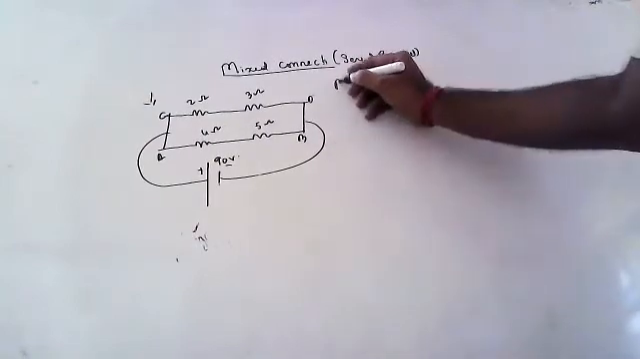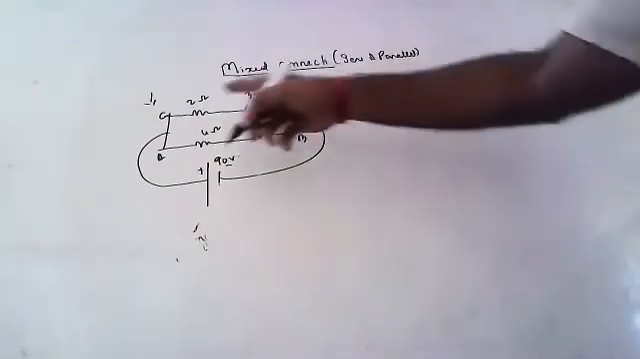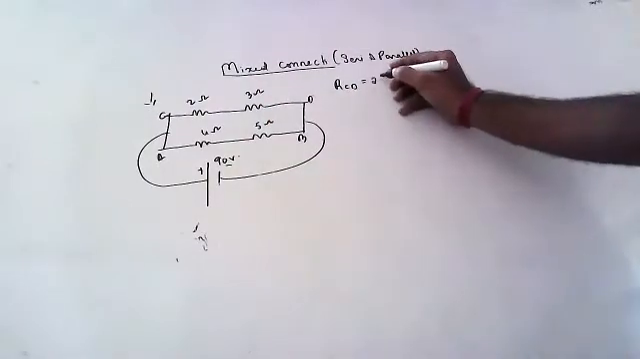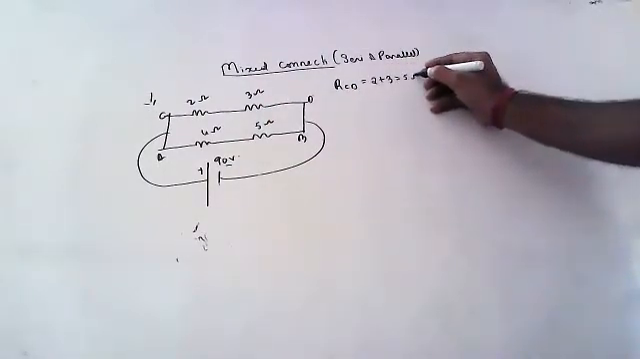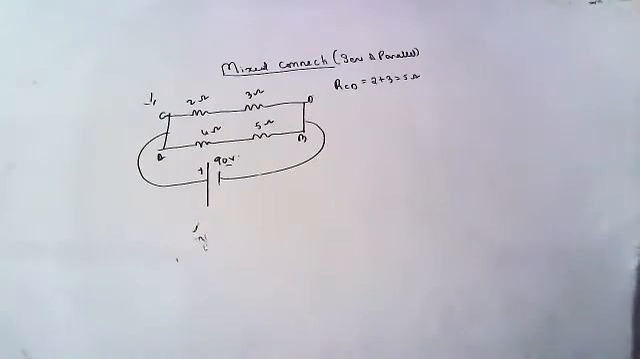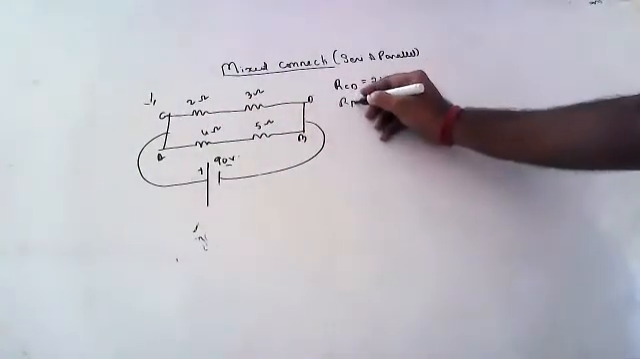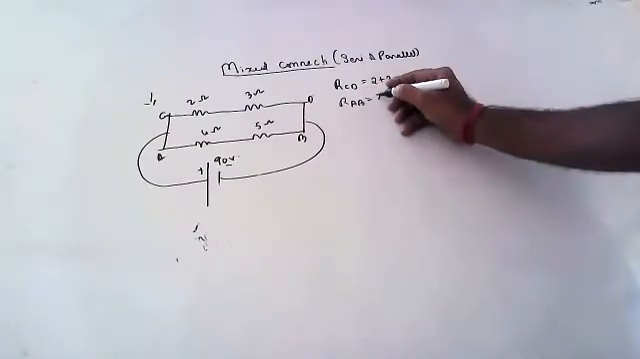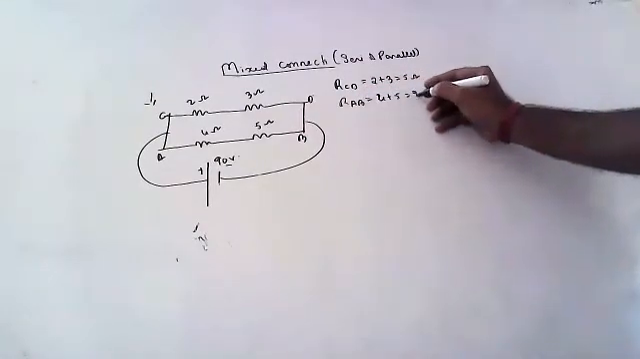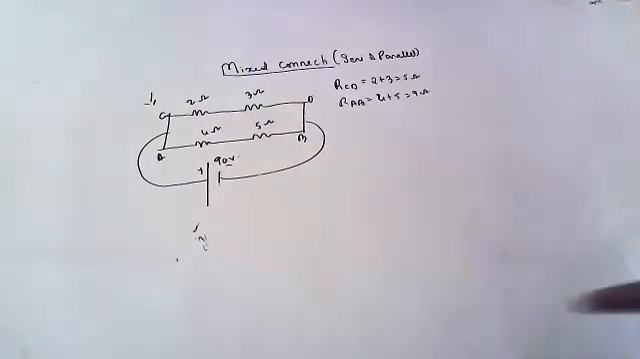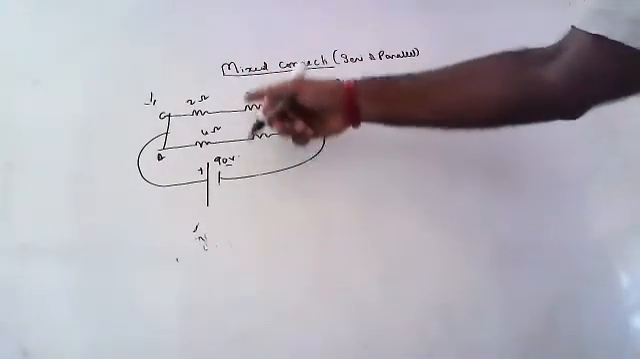First, RCD. What is the total resistance RCD? Both are in series. 2 plus 3, 5 ohms, because they are in series. Next, RAB, children. Both in RAB are also in series. 4 plus 5, that is 9 ohms. Now, if you see carefully, children, they both are in parallel.